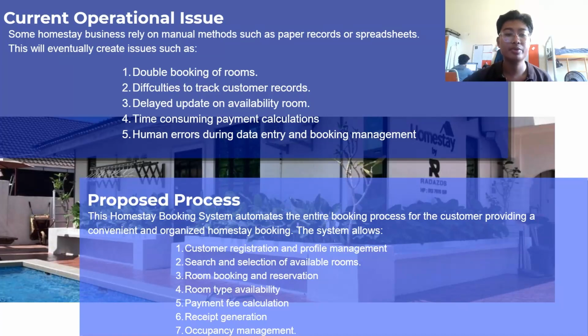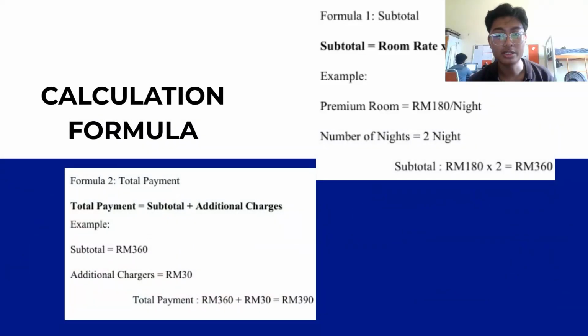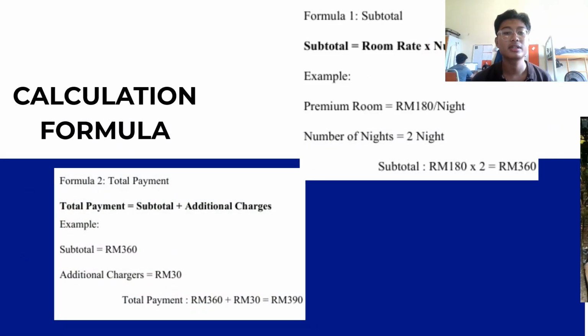For our proposed process, the booking system automates the entire booking process for the customer, providing a convenient and organized homestay booking. First, the system allows customer registration and profile management. Number 2, search and selection of available room. Number 3, room booking and reservation. Number 4, room type availability. Number 5, payment fee calculation. Number 6, receipt generation. And lastly, occupancy management. For the calculation formula, we have 2 formulas that calculate the subtotal and also the total payment.